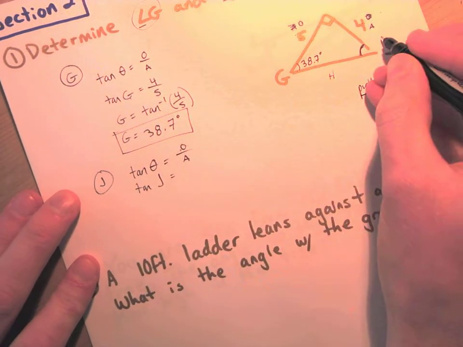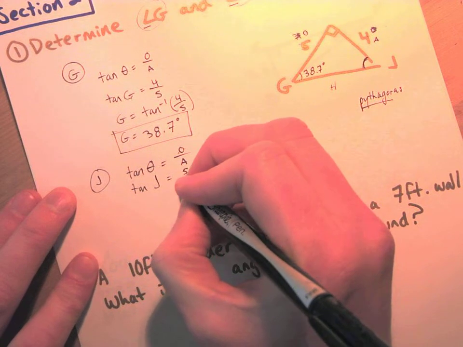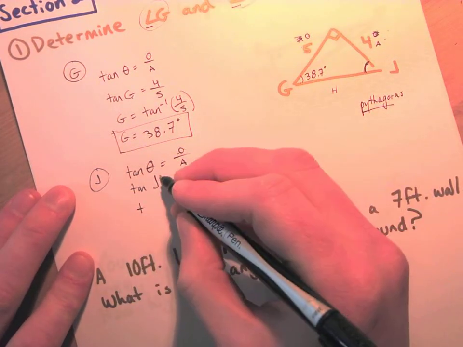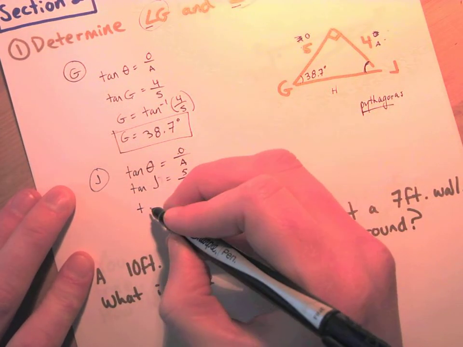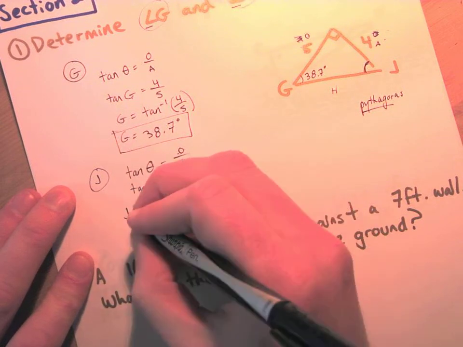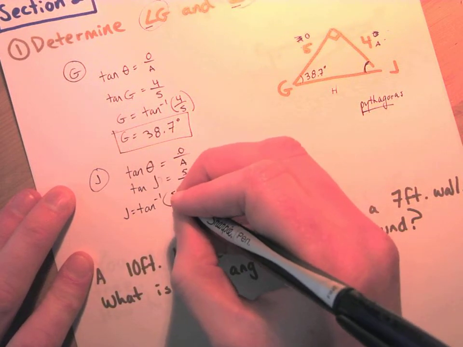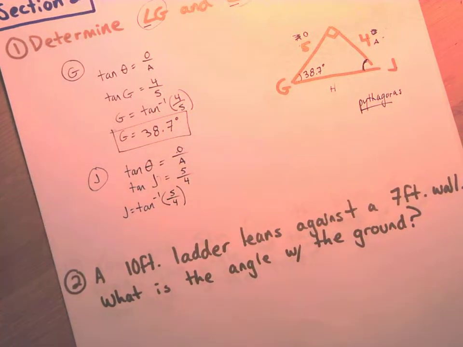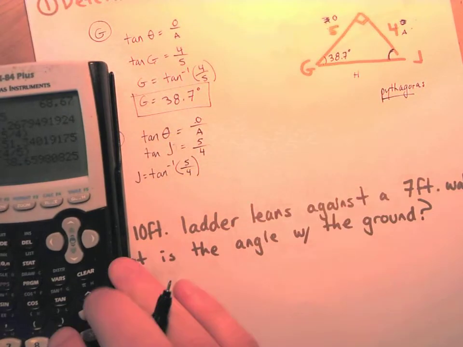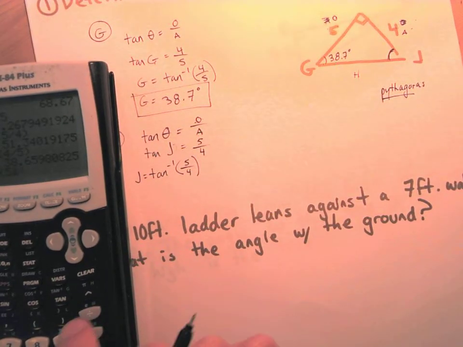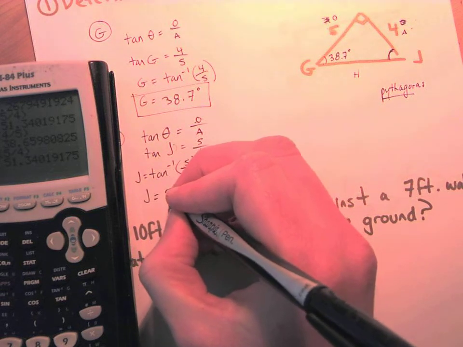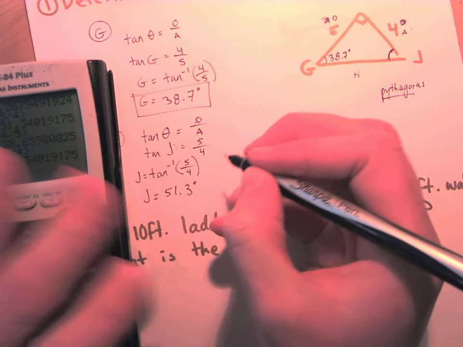O this time is 5. A this time is 4. There you go. We're looking for an angle, that J, so that means we have to do that inverse button. So overall J is equal to tan inverse of 5 over 4. Okay, so now we just got to do calculator work. Let's hit that inverse tan button, 5 divided by 4. And that gives us J is equal to 51.3 degrees.